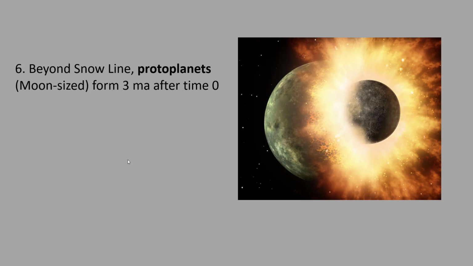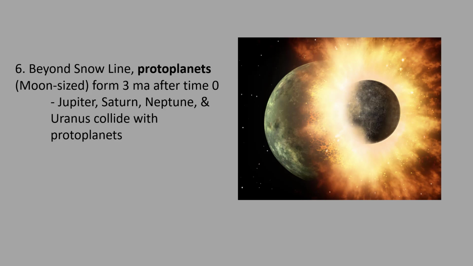And eventually, those planetesimals will accumulate into what's called a protoplanet, about 3 million years after time zero. A protoplanet is sort of a baby planet, a pre-planet. The size of a protoplanet is about the size of our moon. And for comparison, our moon is about 1/4 of the size of the Earth. So we have the accumulation of protoplanets about 3 million years after time zero in the outer solar system. And that's where we have the formation of our outer planets in our solar system.